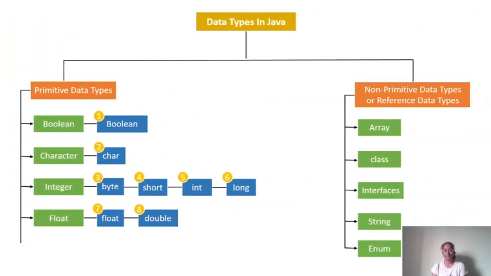Data types in Java. There are two kinds of data types: primitive data types and non-primitive data types, or reference data types. In primitive data types, there are 8 primitive data types. First is boolean, second is char for character, third is byte, short, int, and long for integer, and then we have float and double data types for floating point numbers. In the non-primitive data types, we have arrays, class, interfaces, string, and enum.